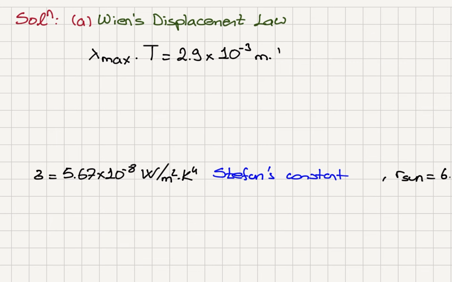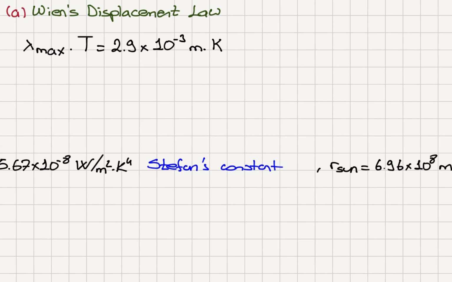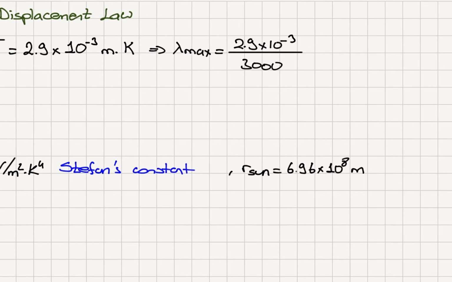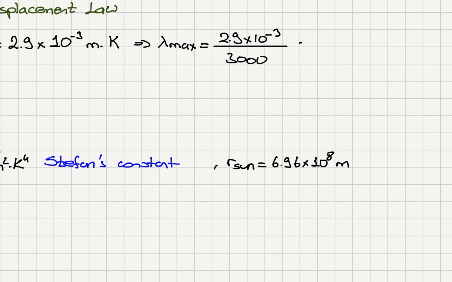meter Kelvin. So we can calculate the maximum wavelength for this temperature, 3000 Kelvin for Betelgeuse. That is 2.9 times 10 to minus 3 divided by 3000 Kelvin, which gives us a maximum intensity wavelength of 9.67 times 10 to minus 7 meters.